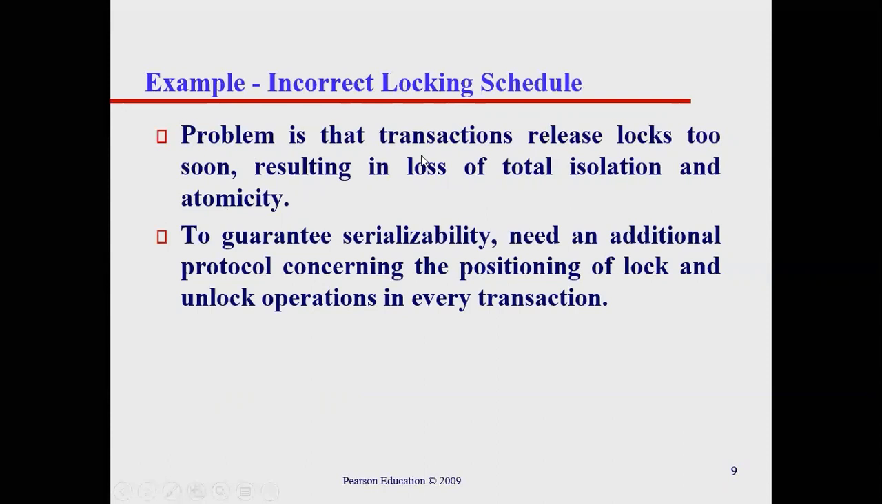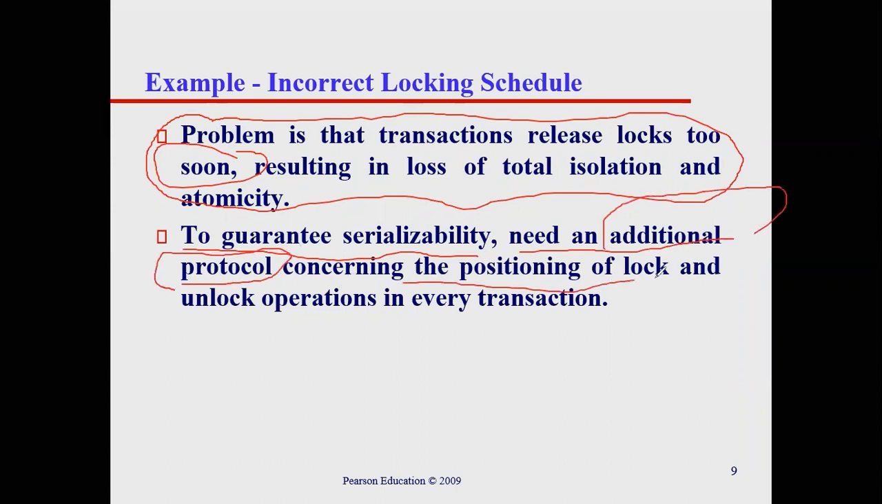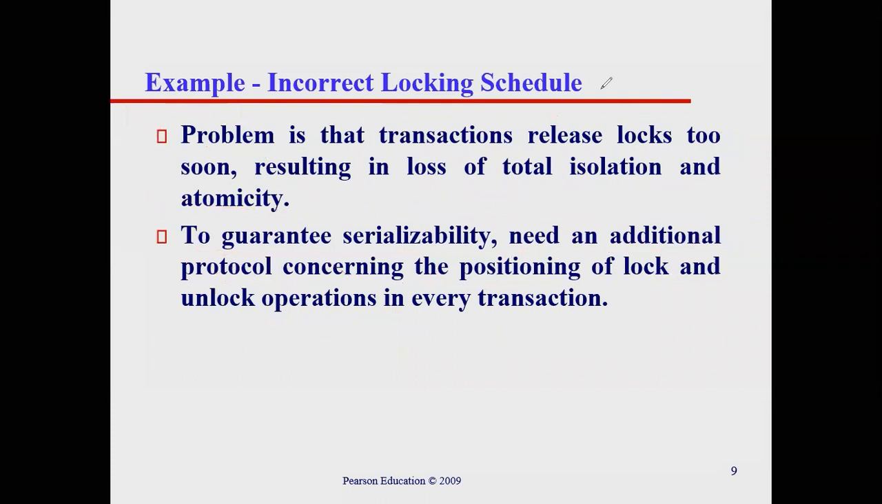The problem is that the transaction releases locks too soon, resulting in the loss of total isolation or atomicity. Sometimes the problem exists when the locks have been released too soon, so they might take intermediate results from each other, and then there can be a problem. To guarantee serializability we need an additional protocol. We need an additional rule concerning the positioning of lock and unlock operations in every transaction. So why do they call it incorrect?